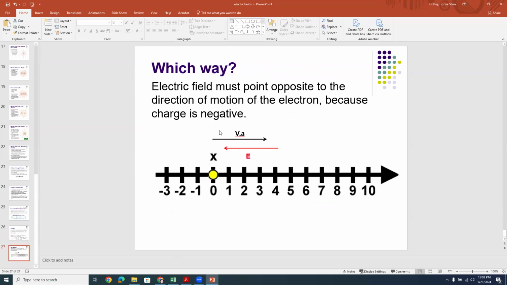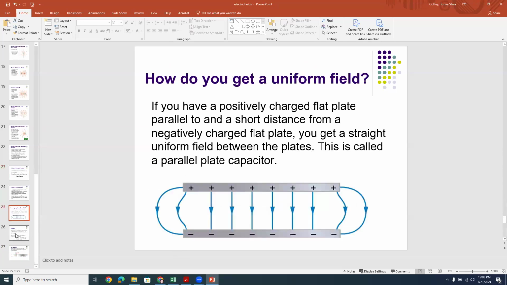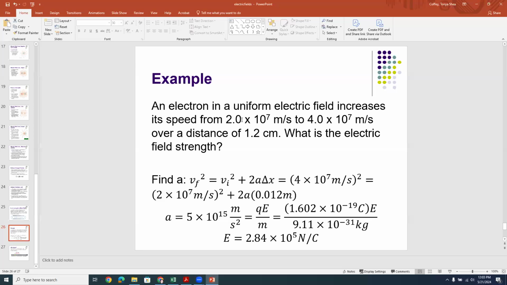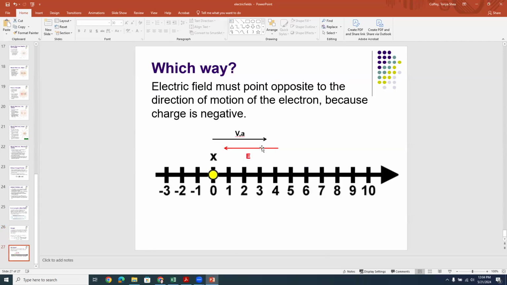So now let's talk about the direction that things would go, okay? If you have an electron in the uniform electric field and it's increasing its speed from 2 to 4 over the distance of 1.2, then this is just conceptual because the problem didn't really ask it, but since it's a negative charge, the field has to point opposite to the direction of motion of the electron. Okay, I hope that makes sense.